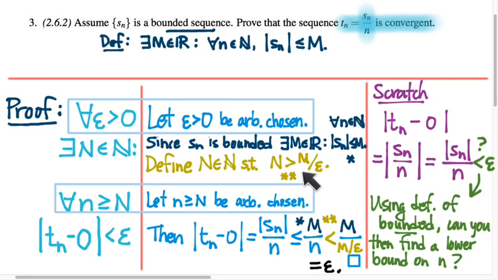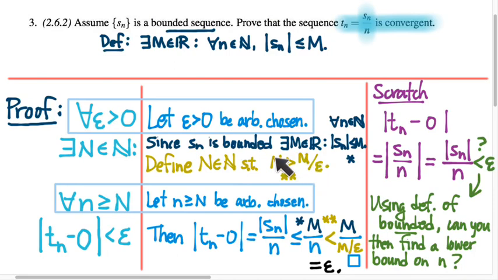So in the proof, we come in and say, let epsilon be arbitrarily chosen. We have no control over that. But we do know that the S is a bounded sequence. And therefore, there exists a capital M such that the absolute value of Sn is less than or equal to capital M for all natural numbers n. So every term of the sequence is less than or equal to capital M in absolute value. And that gives us the material that we need to define our natural number capital N such that capital N is greater than m over epsilon.